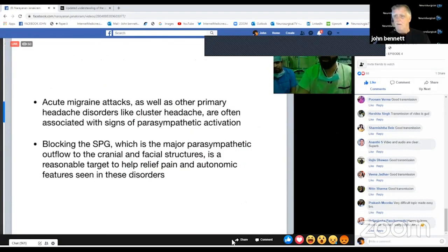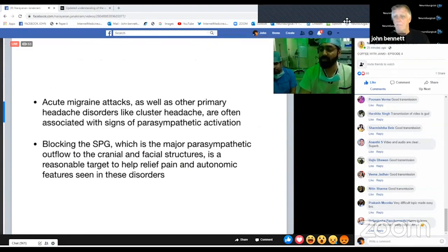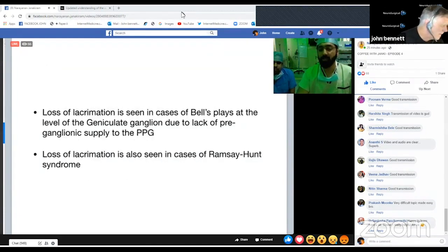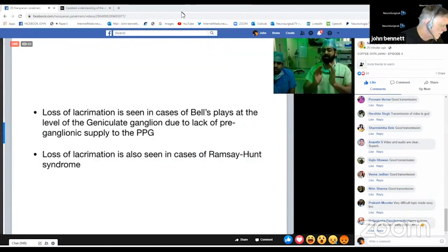Now, acute migraine attacks as well as other primary headache disorders like cluster headaches are often associated with signs of parasympathetic activation. Blocking the sphenopalatine ganglion, which is a major parasympathetic outflow to the cranial and facial structures, is a reasonable target to help relieve pain and autonomic features seen in these disorders. Loss of lacrimation is seen in Bell's palsy at the level of the geniculate ganglion due to the lack of preganglionic supply to the pterygopalatine ganglion. Loss of lacrimation is also seen in Ramsay-Hunt syndrome.